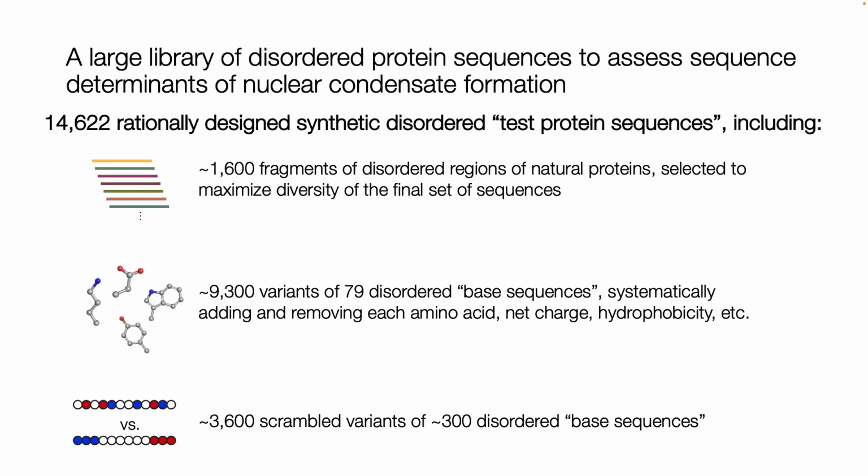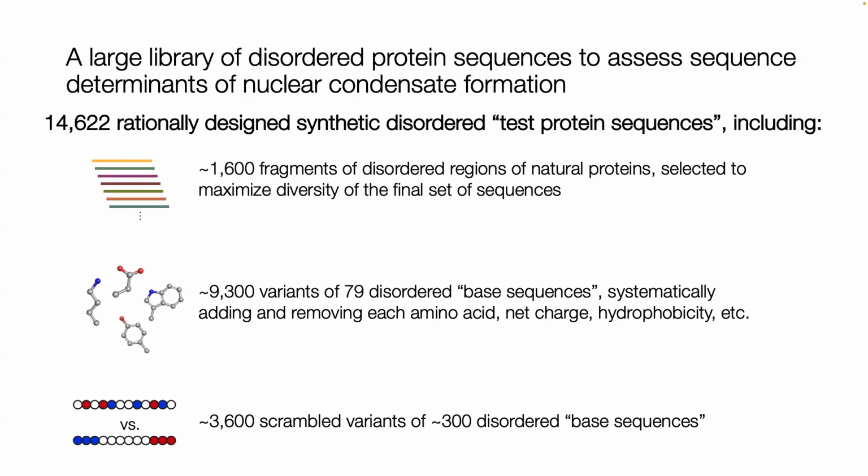So we designed then a library of about 14,000 disordered test protein sequences. And this library includes about 1,600 fragments of disordered regions of natural proteins. And this part of the library was basically just selected to maximize diversity of the final set of sequences. So we can cover as much of sequence space as possible within our library.